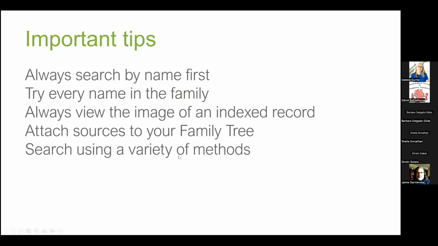All right, now before we begin doing some searching, here are a few more important tips. As I mentioned before, always search by name first, because new things are being added every week. When you're searching, try every name in the family. If you're not finding your guy, try the name of a brother or the name of a sister. When you find an indexed record or some indexed information, always, always, always look at that image, because there are always parts of the image that are not indexed, and you're going to miss some important clues if you don't.